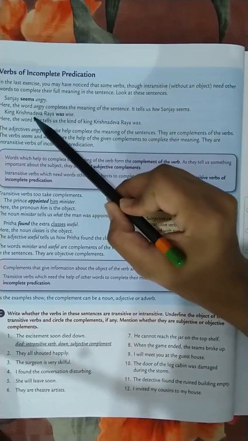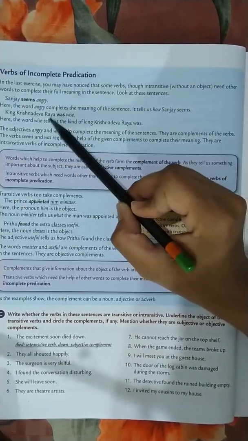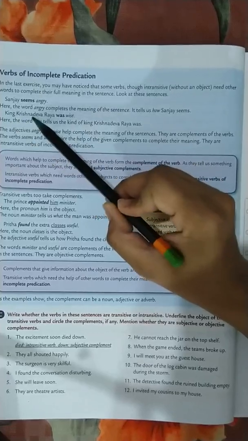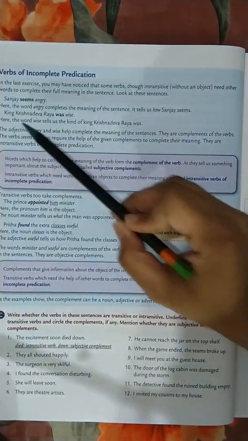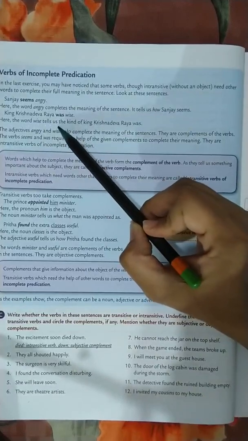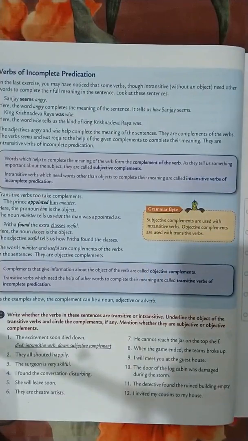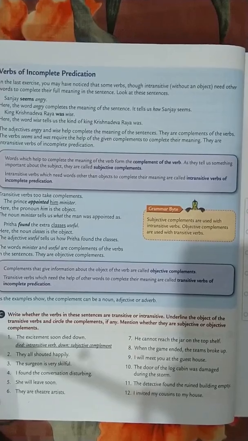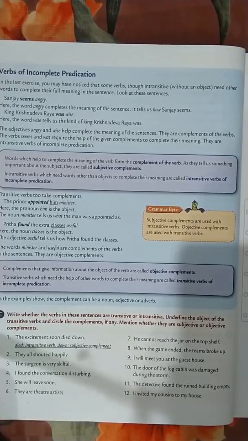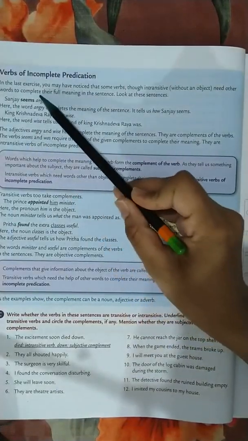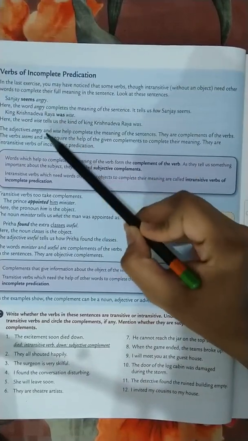King Krishnadev Raya was wise. Here the word wise tells us the kind of king Krishnadev Raya was. Okay, now here students, this angry and wise.